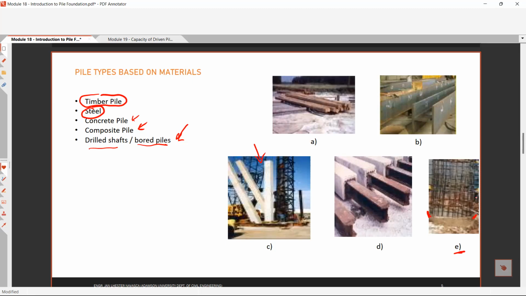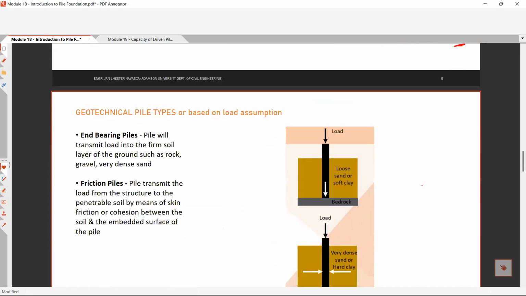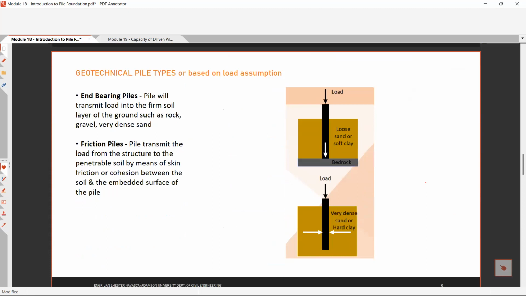Yung drilled shafts naman is pwede siyang i-drilled. Okay. So what are the types naman based on the load assumption? So ito yung tinatawag nila na geotechnical pile types or yung type of piles based on the load assumptions. Okay, so as a designer, ito yung mas palagi mong maririnig sa office or sa design.